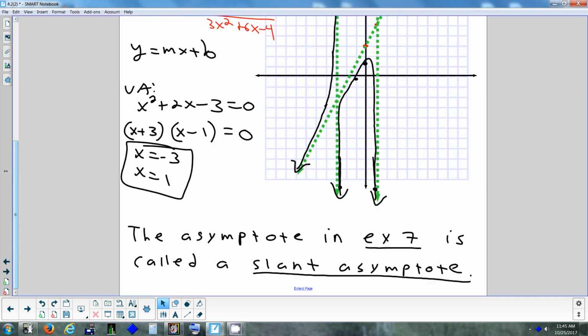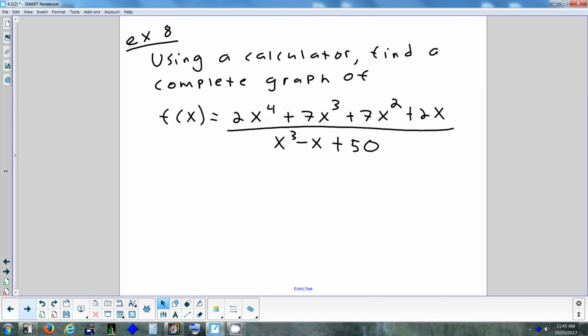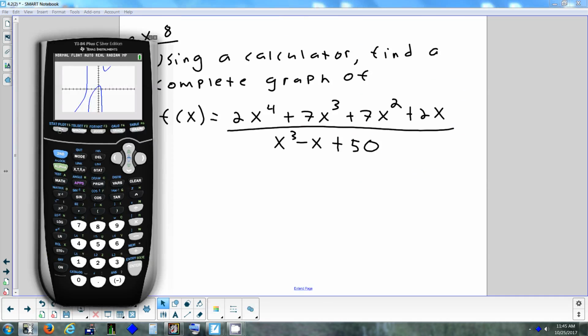Okay, so we have 2 questions left. One of them is calculator. There's nothing we need to do except draw a picture on the screen. And the last one we'll do is a word problem. Okay, so let's graph this on the calculator. I'm doing this to point out something that can happen.